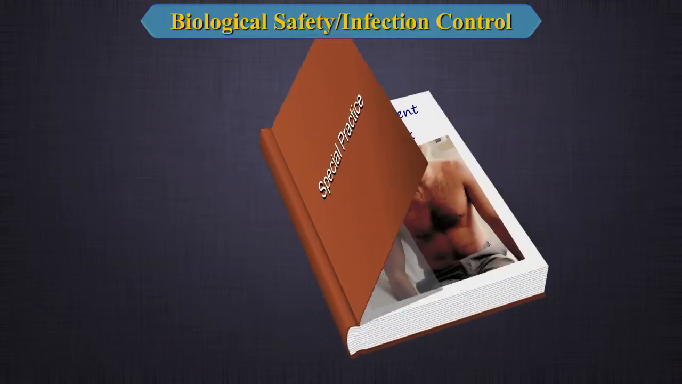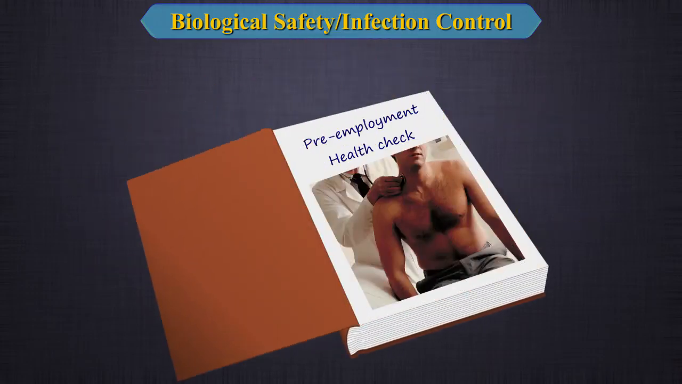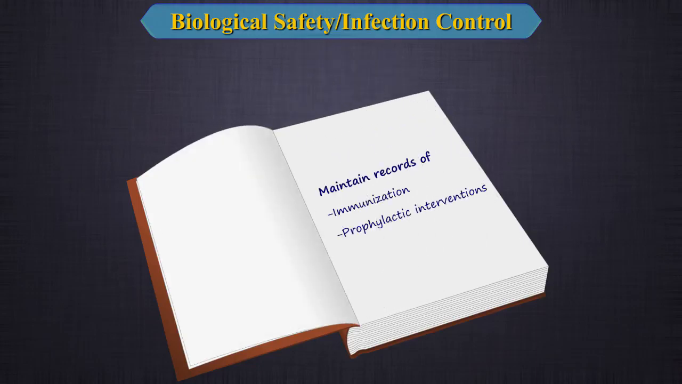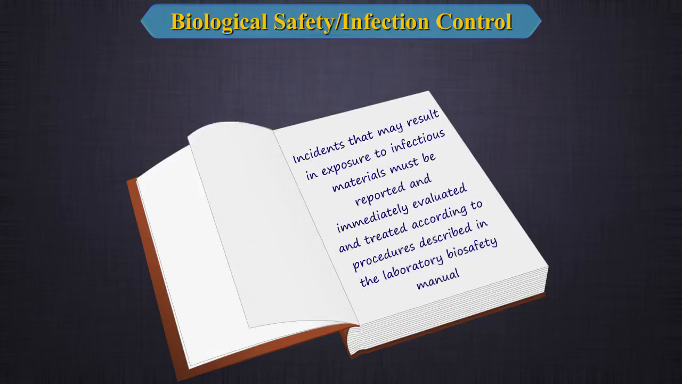3. A pre-employment health check is necessary. The person's medical history should be recorded and occupational health assessment must be performed. The records of immunization and prophylactic interventions should be maintained for each employee. 4. Incidents that may result in exposure to infectious materials must be reported and immediately evaluated and treated according to procedures described in the Laboratory Biosafety Manual.